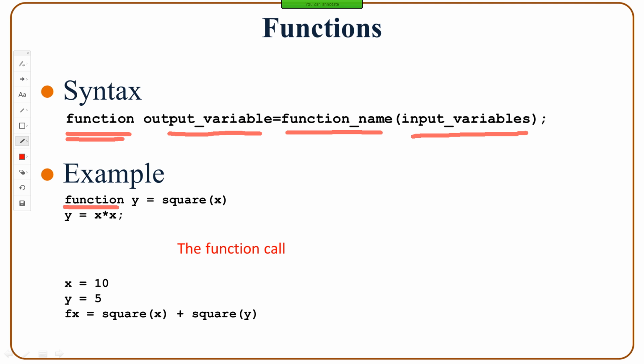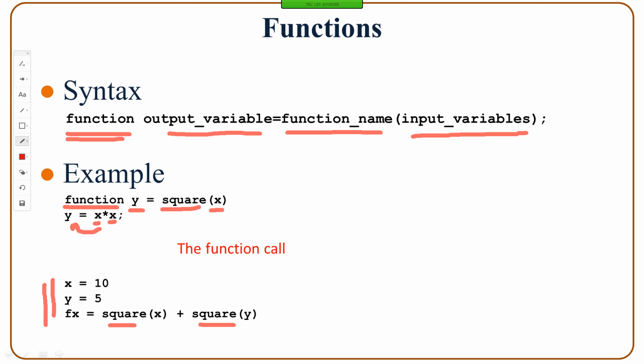When you call the function, you just call using the function name. So square of x and square of y, so x squared plus y squared, and the result is stored in fx. This is the syntax for multiple output variables, and this is an example.